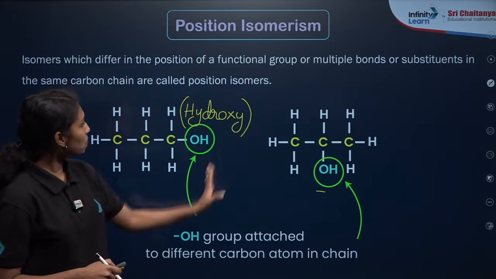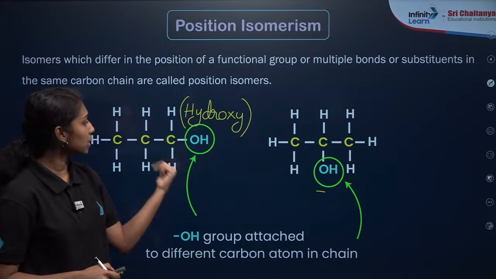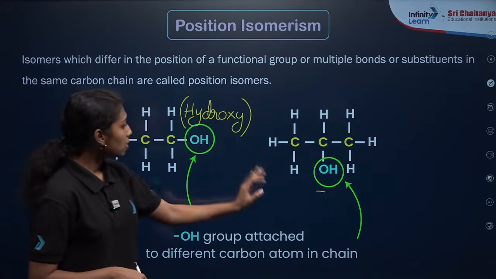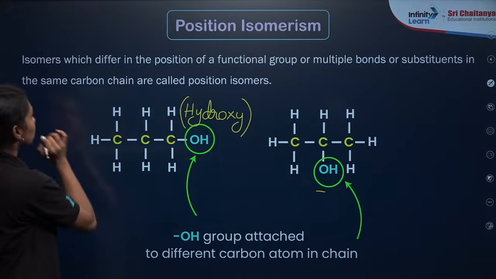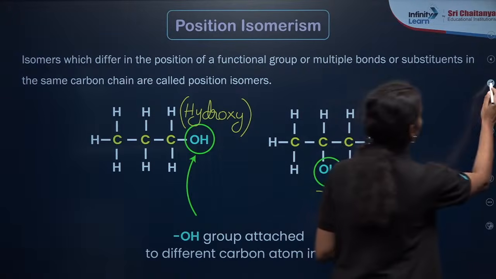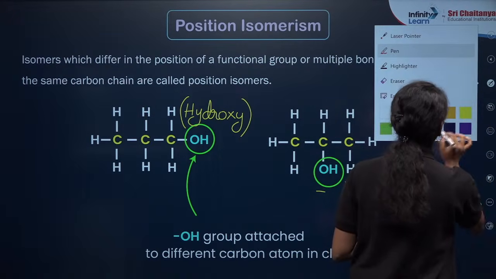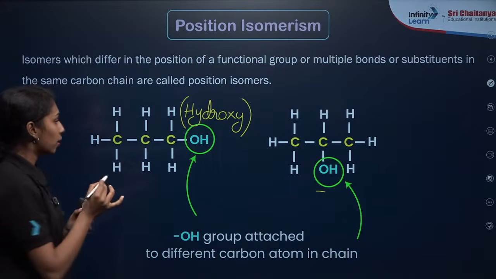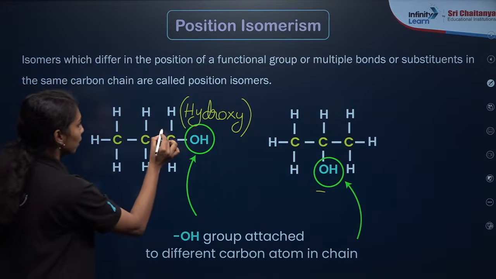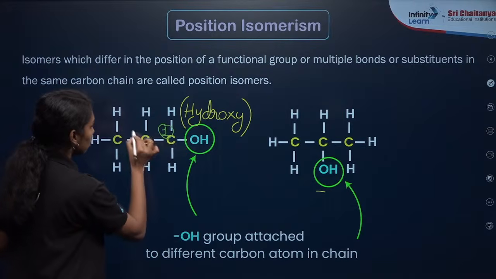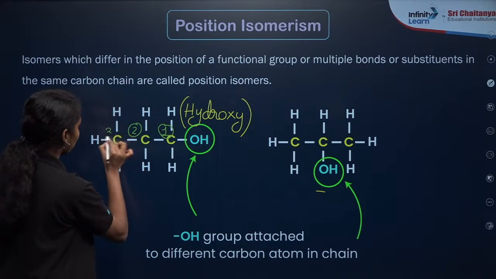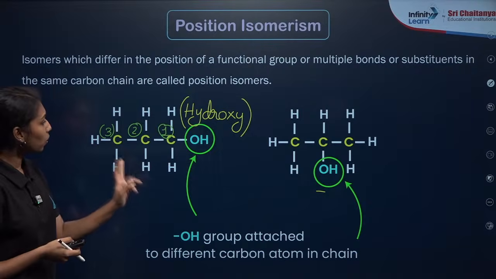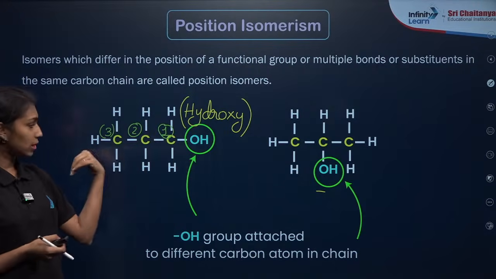So what we are observing in these two isomers is our functional group, the OH group or hydroxy group. If I am giving the numbering for this carbon, I will start the numbering from here: 1, 2, 3. Now your question will be why we are starting from this side, why not this side?